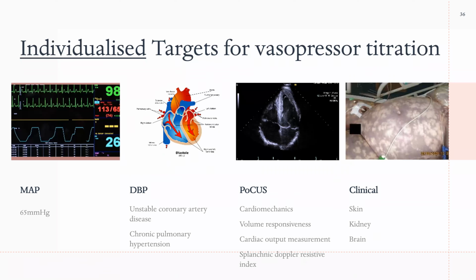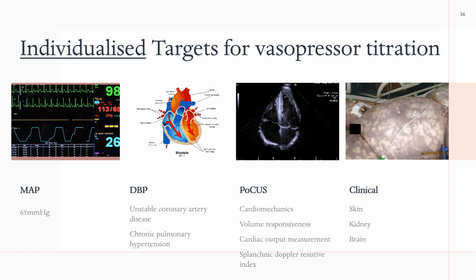Looking at the flow targets, we can incorporate POCUS. So you can look at cardiomechanics. So you look at left and right ventricular function, your valvular integrity, cardiac filling, and any pericardial pathology. You look at volume responsiveness. So what is the IVC doing? What is your SVC doing? You can look at your LVOT, flow respiratory variations, and flow response to passive leg raising.